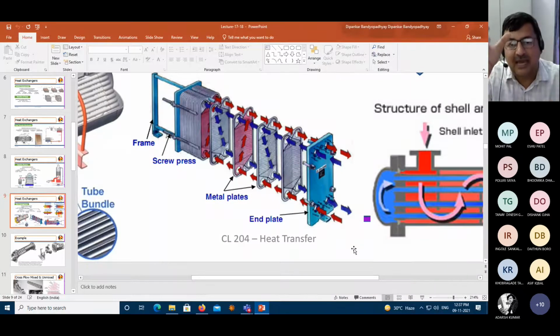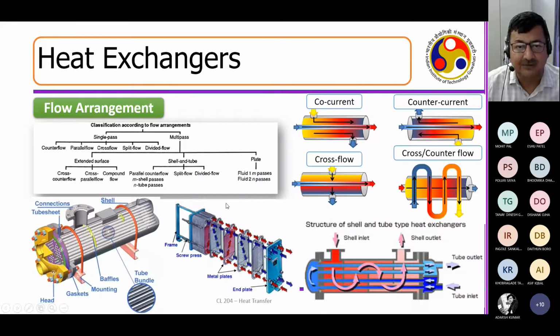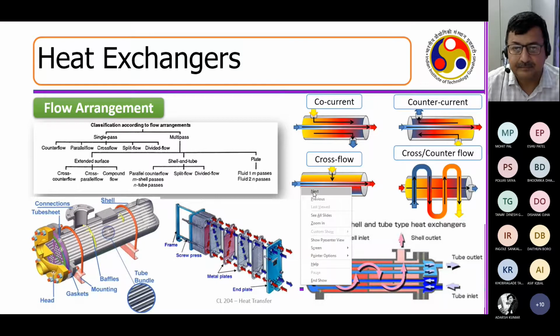Each plate has these veins, and those veins are connected in such a manner that one particular groove in between two plates is flowing only the hot fluid, and the alternate one is flowing only the cold fluid. Simultaneously you put hot, cold, hot, cold in the entire spectrum, so that on one side you are putting the hot fluid and it comes back through the other side, and the cold fluid is going like this and coming back like that. So this is a typical example of a plate type heat exchanger.